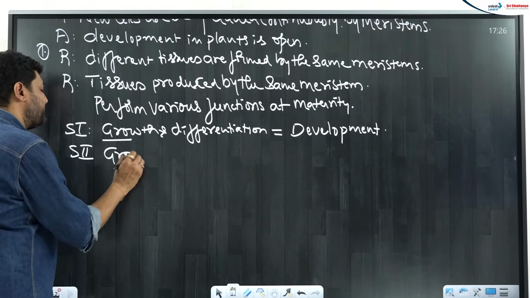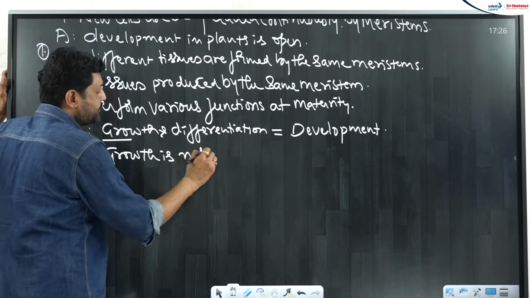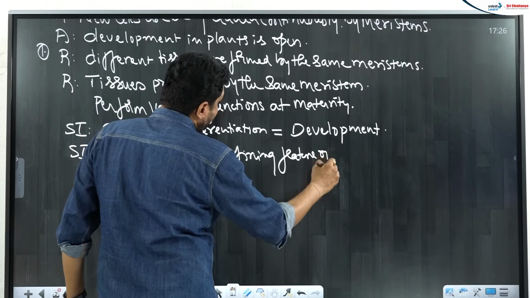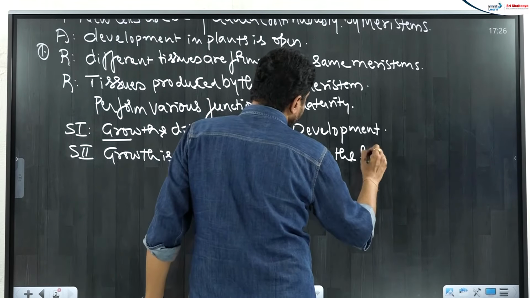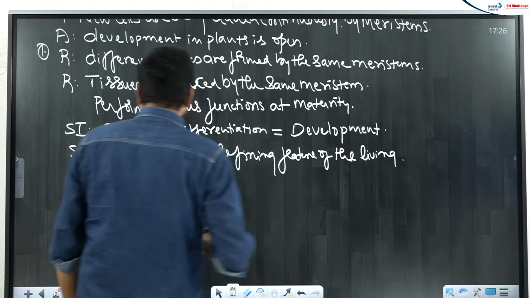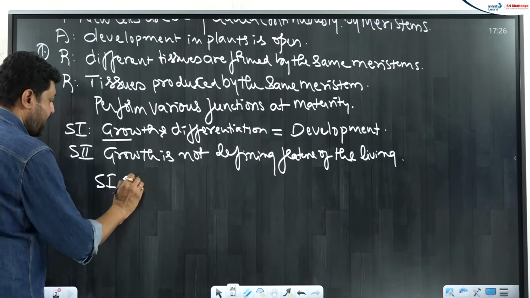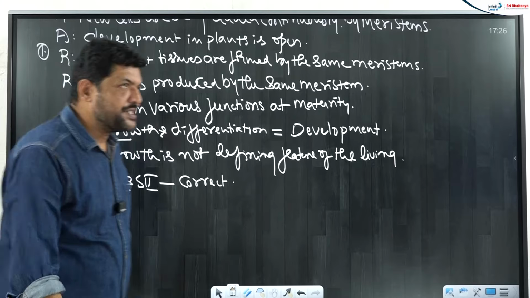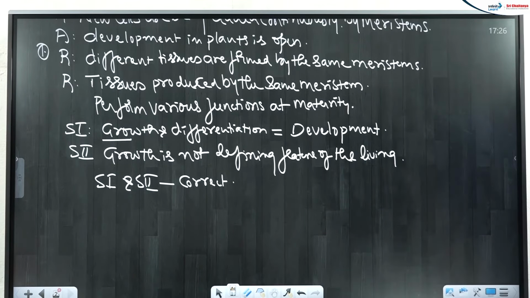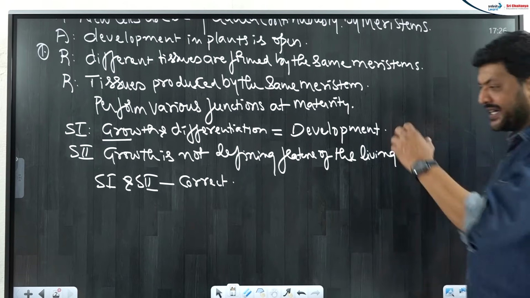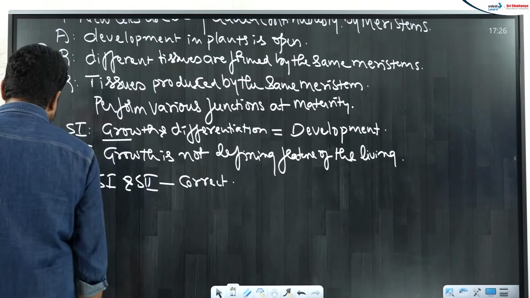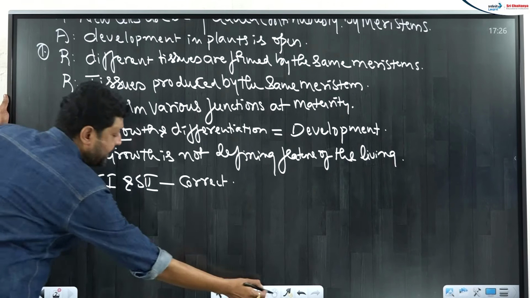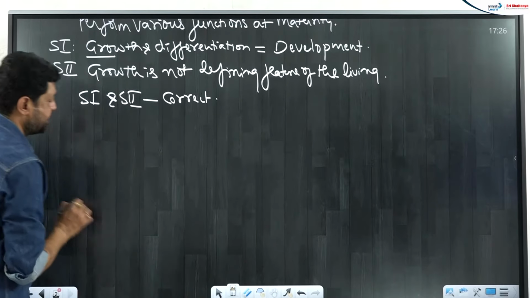And statement 2, growth is not defining feature of the living. So both statement number 1 and statement number 2 are correct. Growth is not defining feature of the living. Sir, you may ask one question, sir, you told me that growth is the character of the living organisms. But what is happening here? Some non-living objects will also grow. So in that way, I can create another assertion reason question.